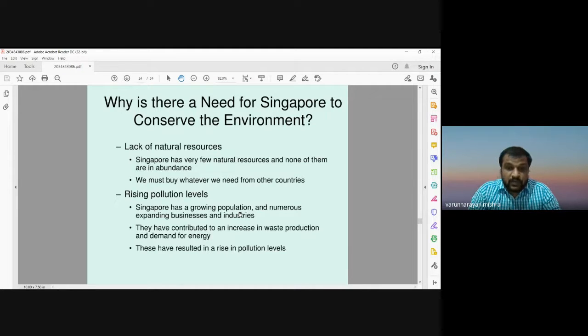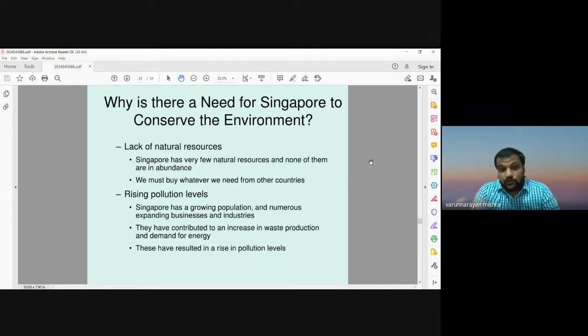Singapore has a growing population and numerous expanding businesses and industries. They have contributed to an increase in waste production and demand for energy. So these have resulted in a rise in the pollution level.